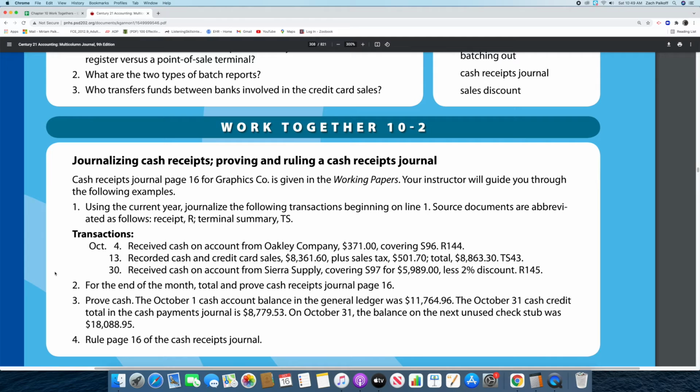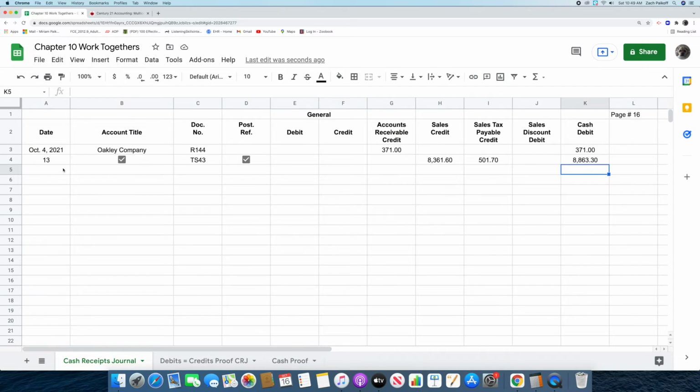This third and final transaction reads, on October 30th, received cash on account from Sierra Supply covering S97 for $5,989 less a 2% discount, receipt number 145. Okay, so for this transaction, again, the first thing that we're going to do is put in the date, which is October 30th, in the date column. Next, we're going to put in the name of the customer, which is Sierra Supply, in the account title column.